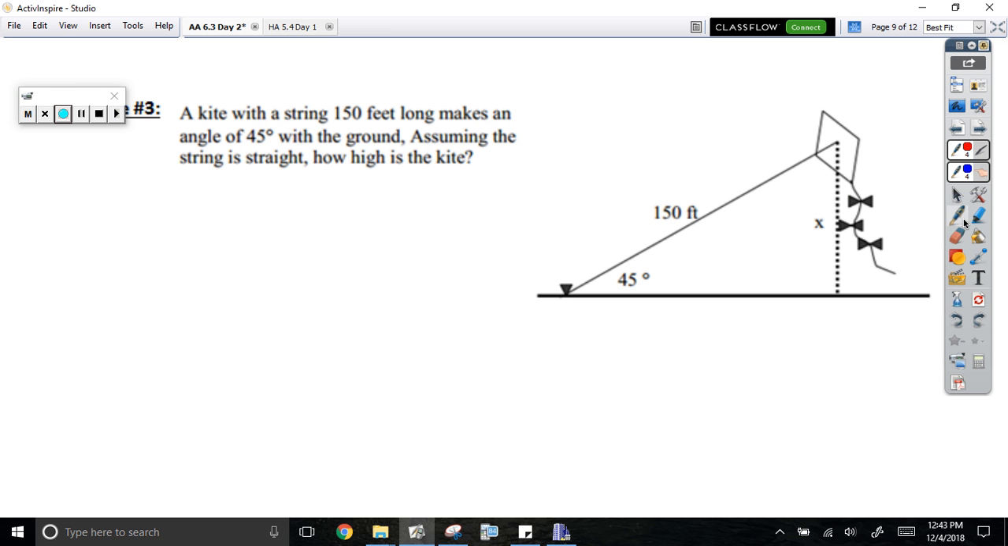So we have a kite. The string is 150 feet long, makes an angle of 45 degrees. Assuming the string is straight, how high is the kite? Anytime they ask you for height, it has to be a perpendicular distance to the ground. So we're going to use SOHCAHTOA.